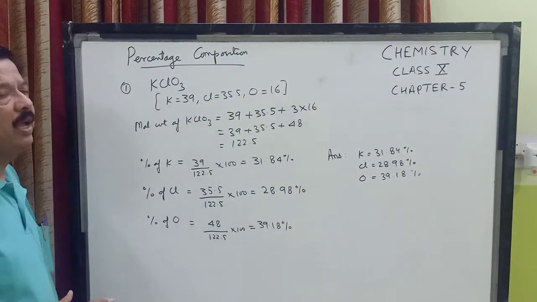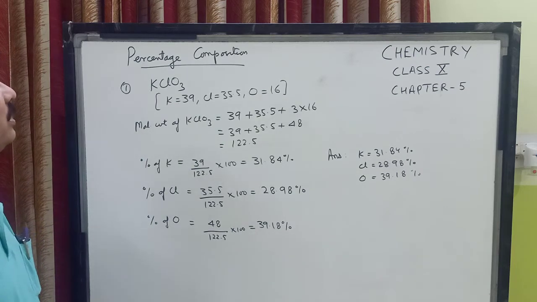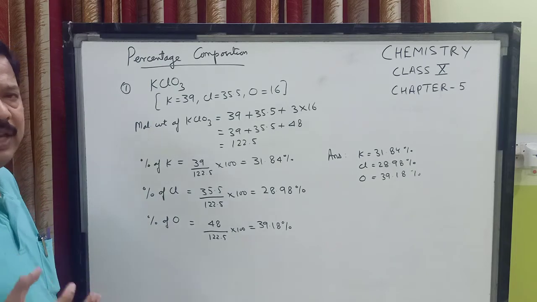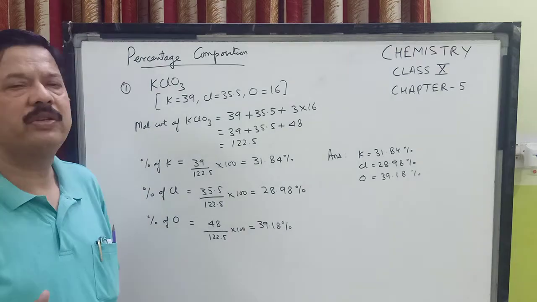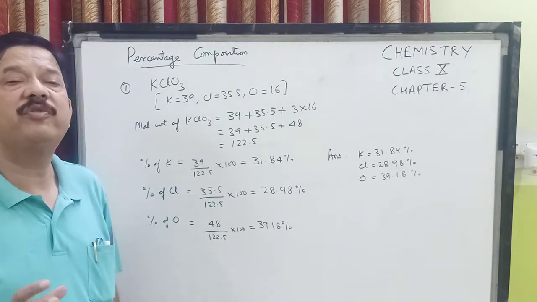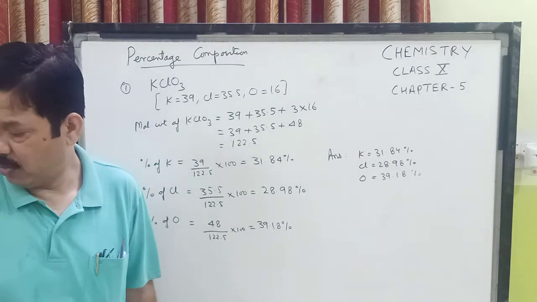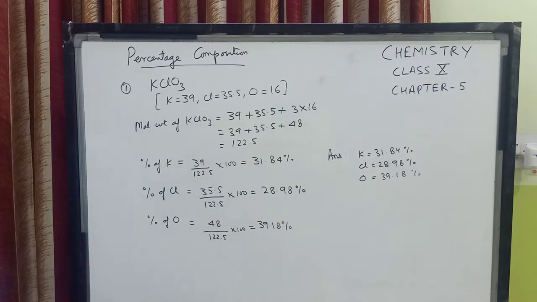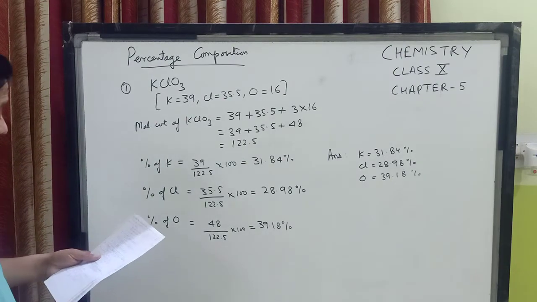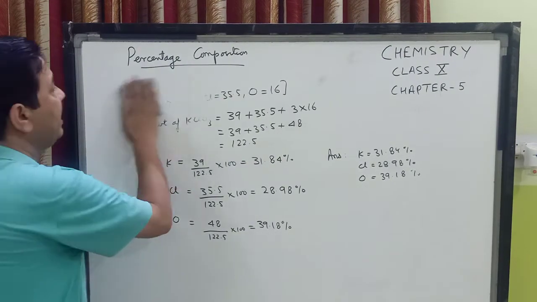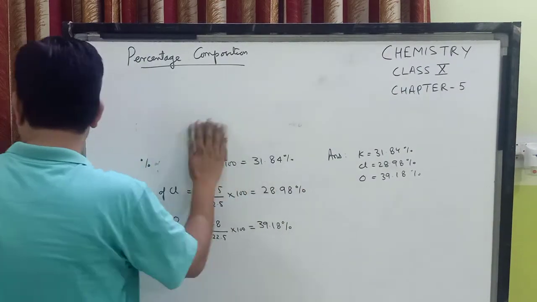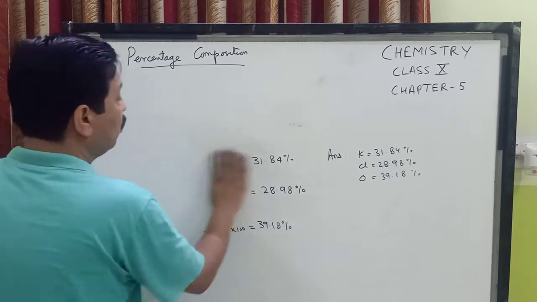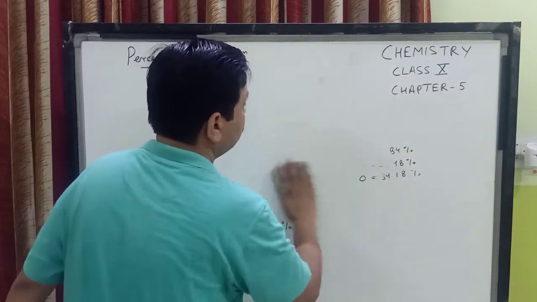This is the percentage composition which is asked, and children, we are calculating the percentage of each element which is present in the compound. So children, I hope you have followed this question. This is question 6. Now we move on to the next question, question number 5 on the same page. Okay, we are going to do question number 4 first.